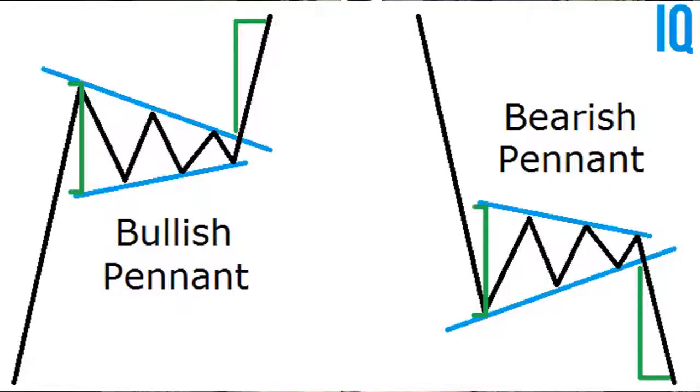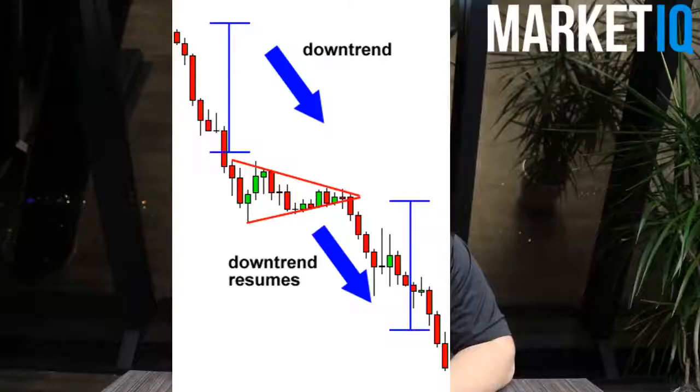We're going to pull up an example right here of a pennant. Here we have an example of a bearish pennant on the screen. A bearish pennant is formed during a steep, almost vertical downtrend.